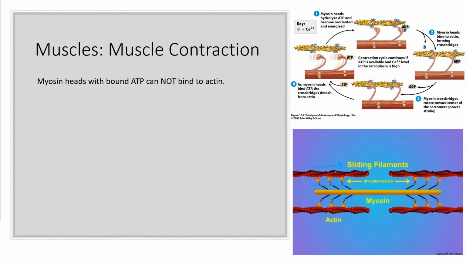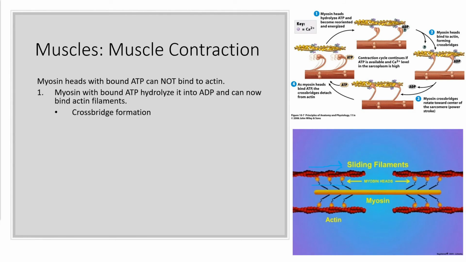So myosin heads, without a bound ATP, cannot bind actin. The first thing that is going to happen is that the myosin starts detached from an actin with a bound ATP molecule. Once the myosin hydrolyzes the ATP to ADP, it changes shape. This shape change is called a conformational change, and now it's able to bind the actin filament.